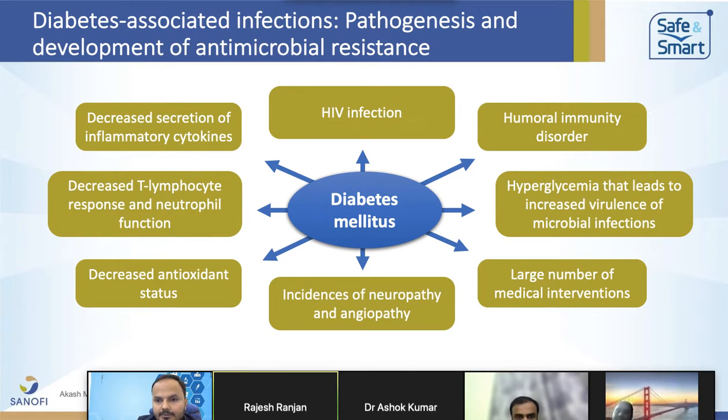And if you look at diabetes, there is incidence of neuropathy and angiopathy. Oxidative stress is actually more in cases of diabetes mellitus. The T lymphocyte response is decreased, and there is decreased neutrophil function. There's decreased secretion of inflammatory cytokines. Humoral immunity disorder is there. Hyperglycemia leads to increased virulence of microbial infections. And there is a large number of medical interventions, what is called polypharmacy. Patients take multiple drugs and each has its own interactions. And we need to be careful while using antibiotics without testing.